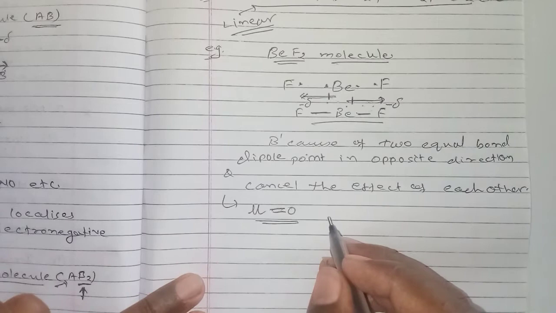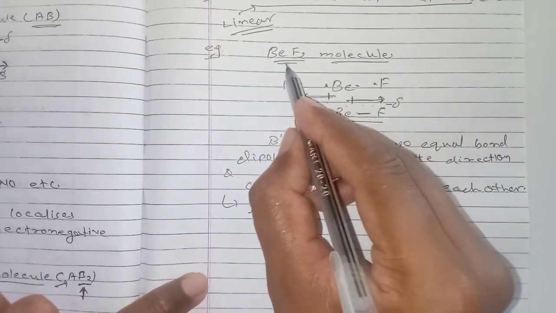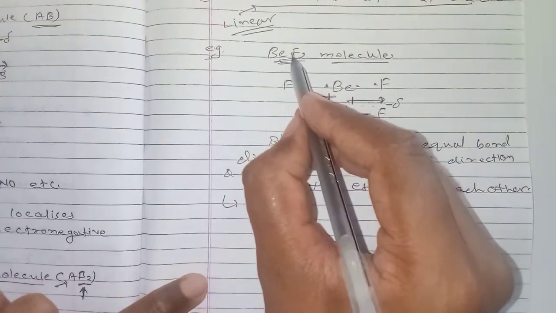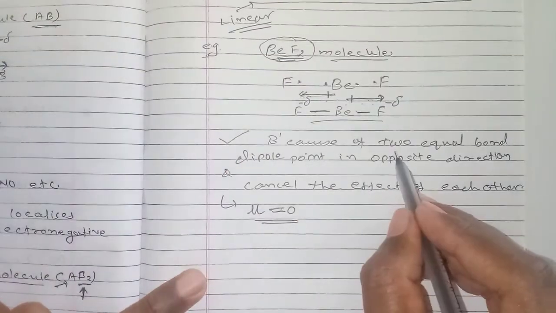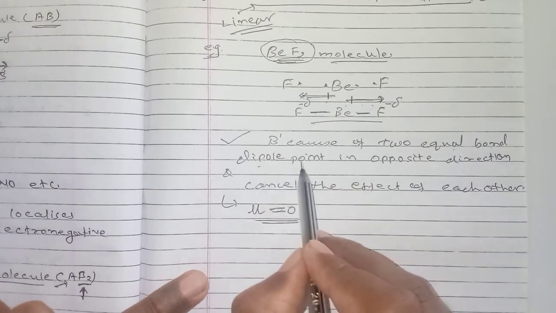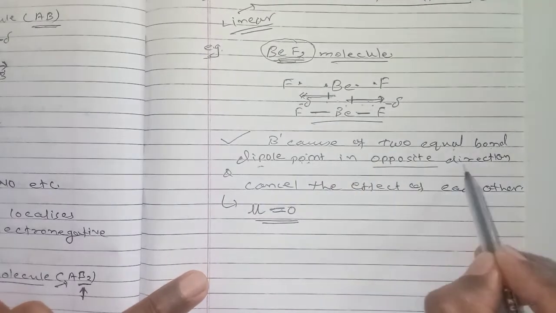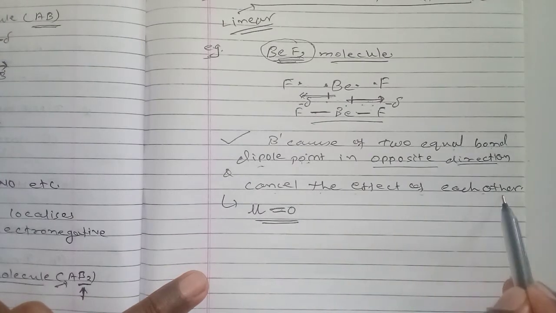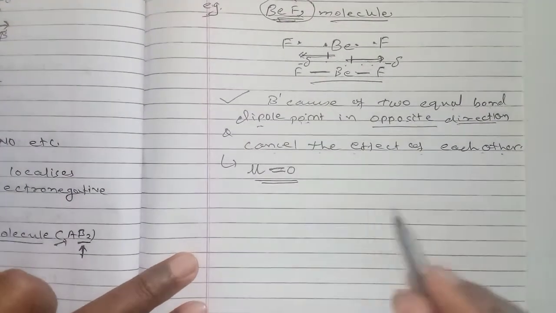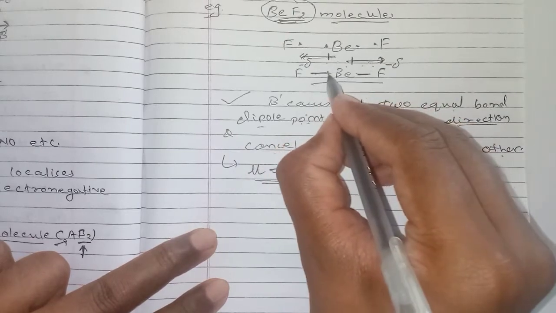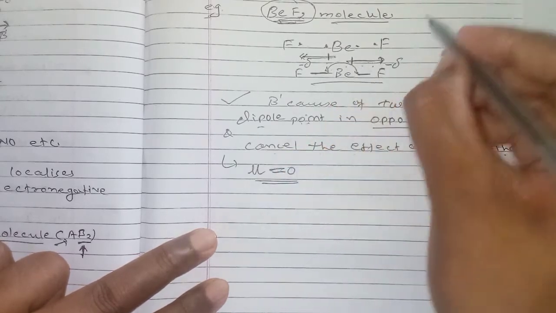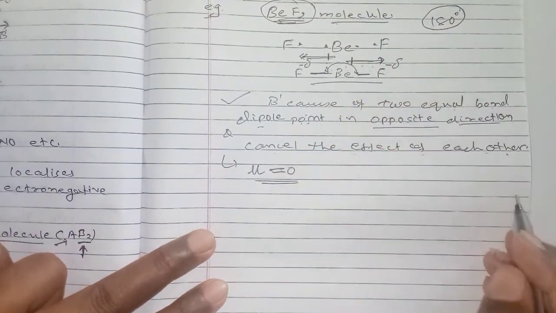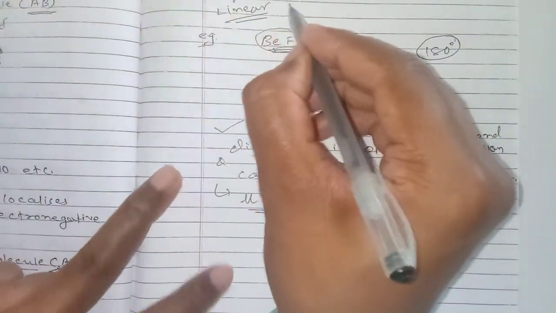So sometimes you will be asked in the examination, why is the dipole moment of BeF2 zero? This is the reason: because of the two equal bonds, the dipole moments point in opposite directions and they cancel the effect of each other. And they are linear. Linear means their bond angle is 180 degrees. Okay, linear in shape.